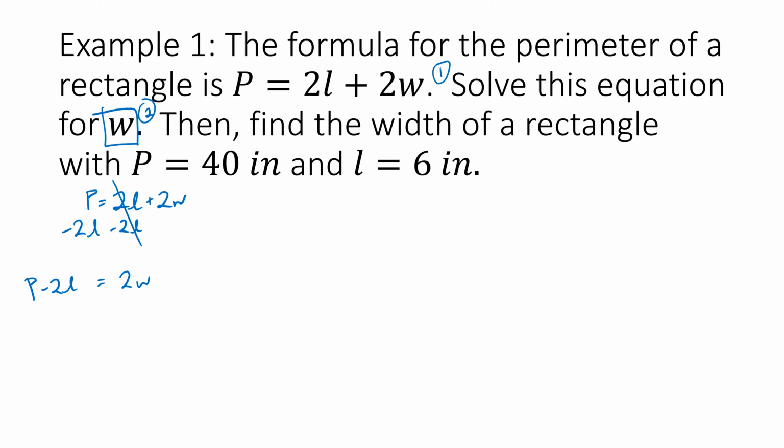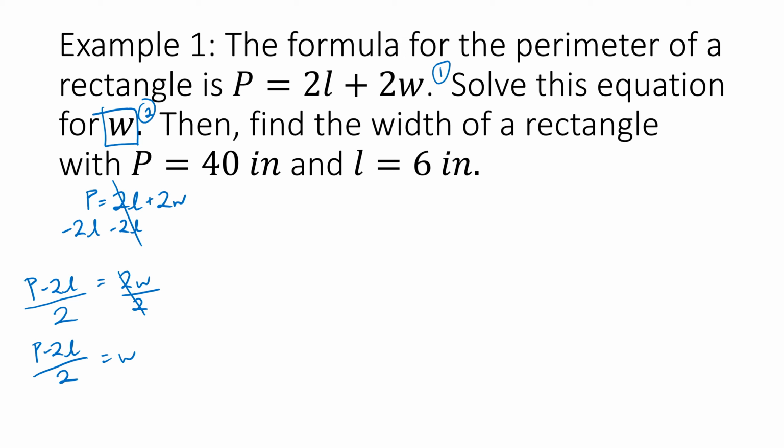The last thing that I need to cancel off the W's side is the 2. And you know exactly how to get rid of that 2. You simply divide both sides by it. It cancels over here and I'm left with W equals P minus 2L over 2.